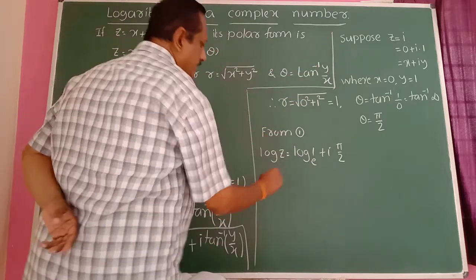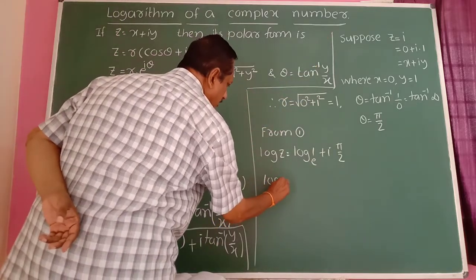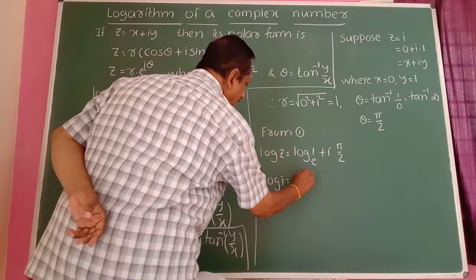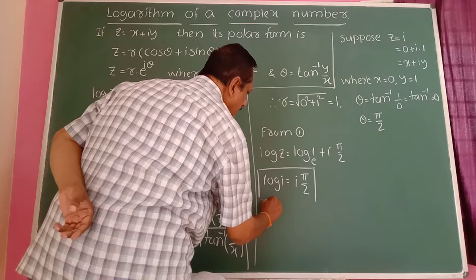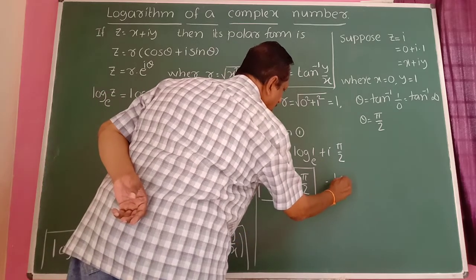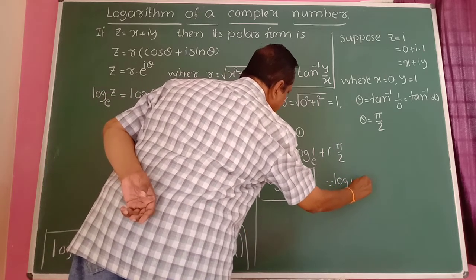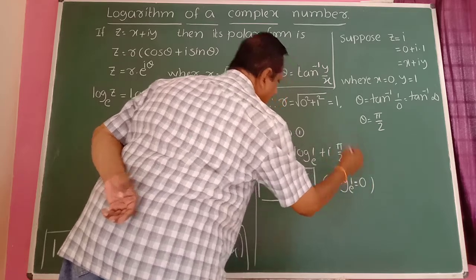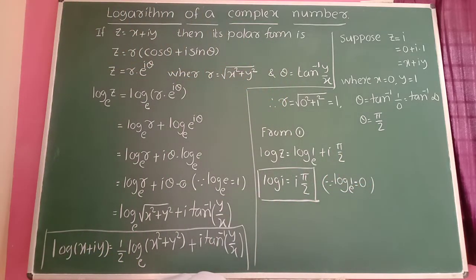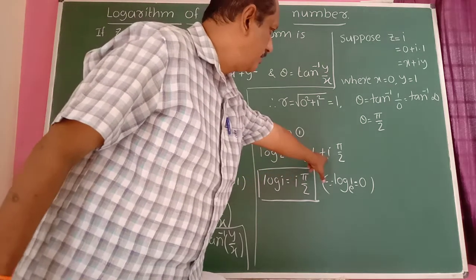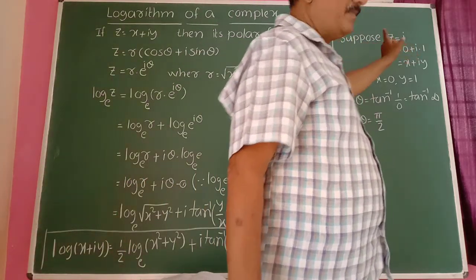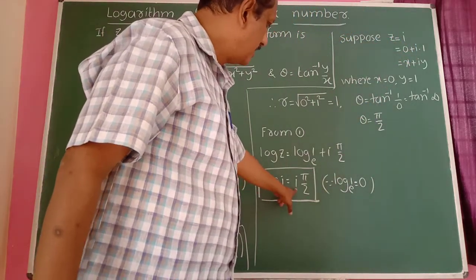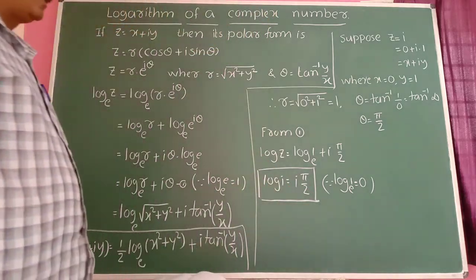But z is i, therefore log of i becomes i into pi divided by 2, because log 1 is 0. Log of 1 to the base e is 0. It is a standard value. Log 1 is always 0. Therefore this becomes 0. Remaining is i into pi by 2. Given complex number is i. Therefore log of i is i into pi divided by 2.